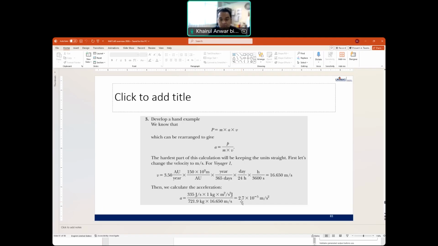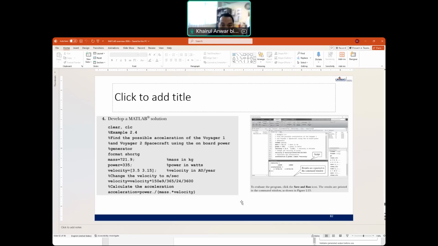Once we are done with the hand calculation, then we need to do the MATLAB. We need to transfer the solution to MATLAB. So this is the code. Start with clear, clc. Then the comment, this is example 2.4. This is the question: find the acceleration for Voyager 1 and 2.